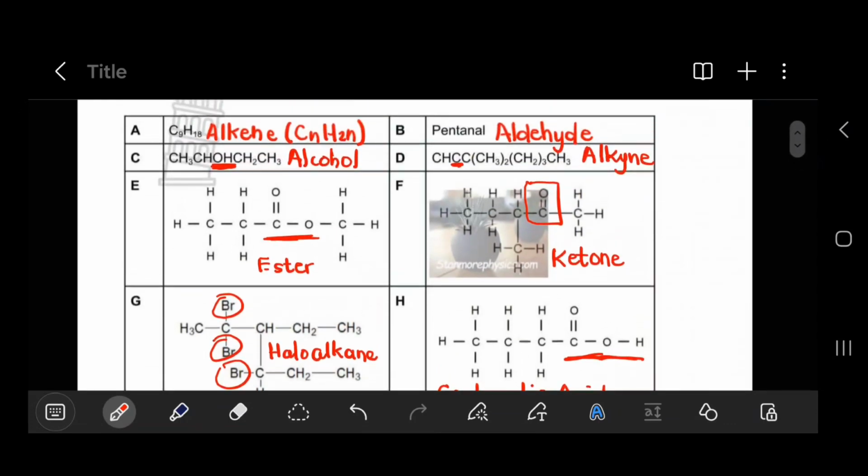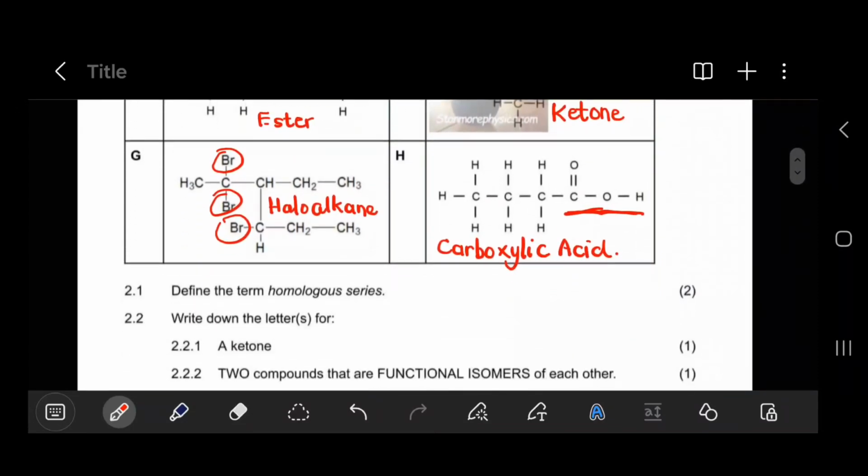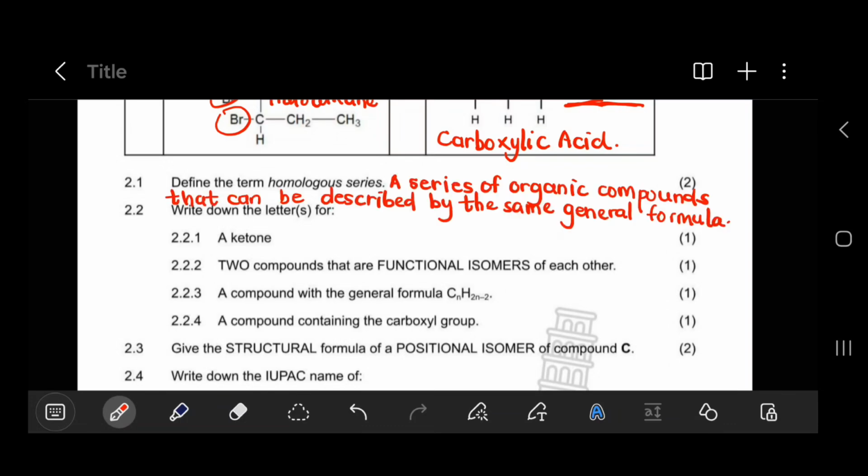Now that we understand and we know the homologous series and the functional group of each compound A to H, we're now ready to answer the questions. 2.1 says, define the term homologous series. Okay, so here's the first definition. There are actually 2 different ones that are used. The first one is a series of organic compounds that can be described by the same general formula. And the second one would be a series of organic compounds in which one member differs from the next by a CH2 group.